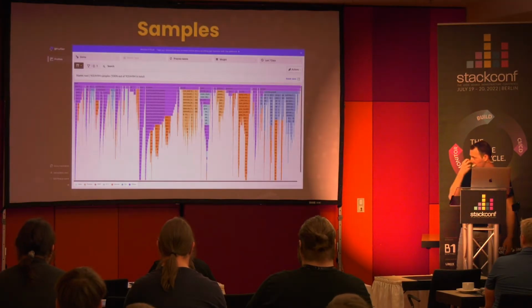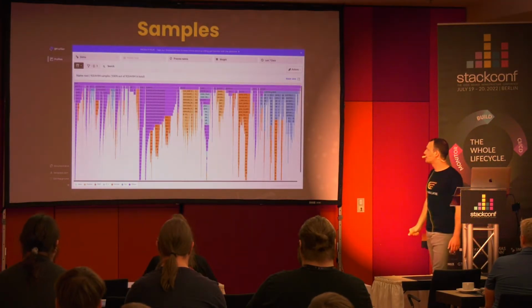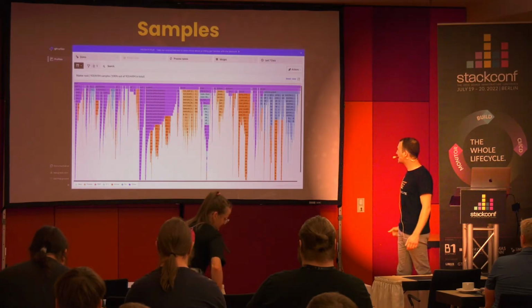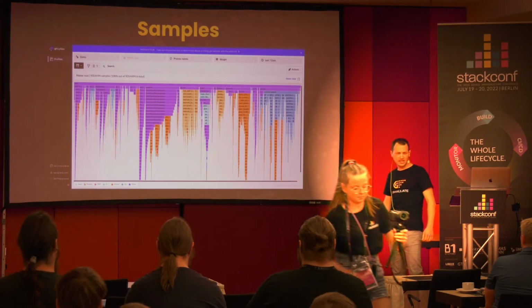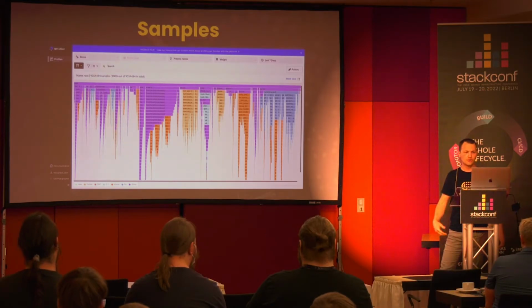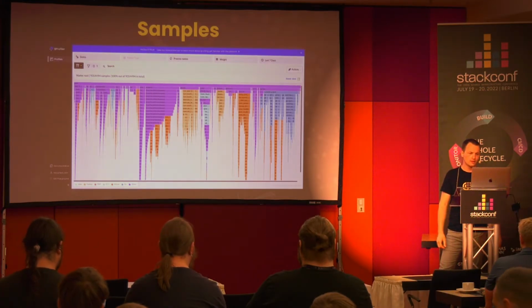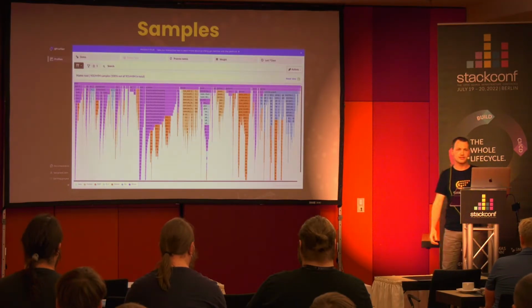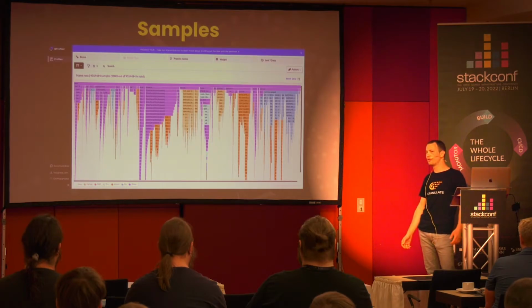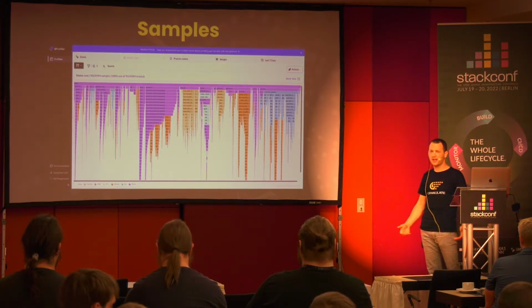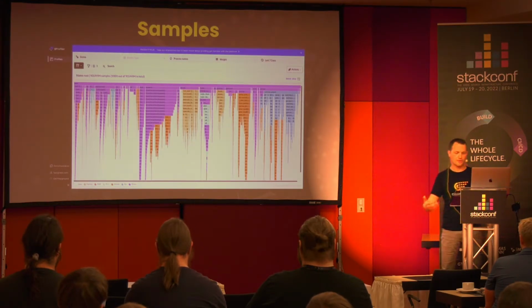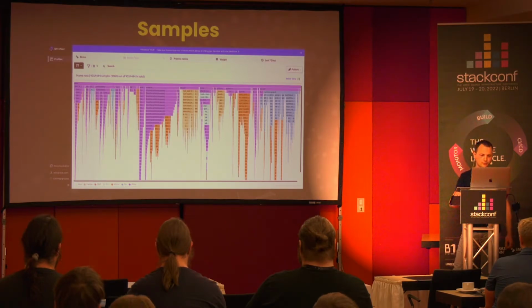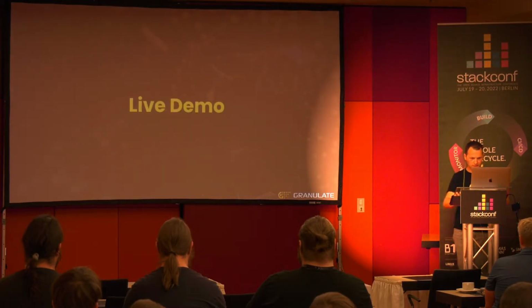So now that we are familiar with the concept of flame graphs, I will be able to show you some more advanced examples. For these examples, I will use Granulate's continuous production profiler, which is called gProfiler. But these same concepts can be applied to any other profiler that can give the same kind of data. And let's move to a live demo, and hopefully everything will behave correctly.